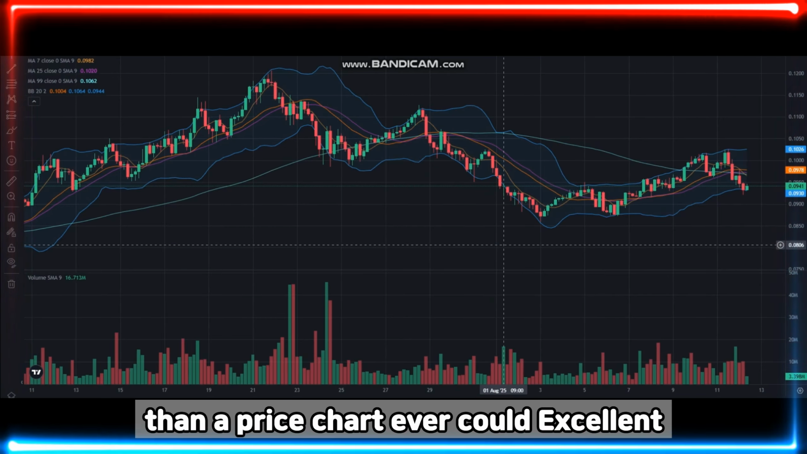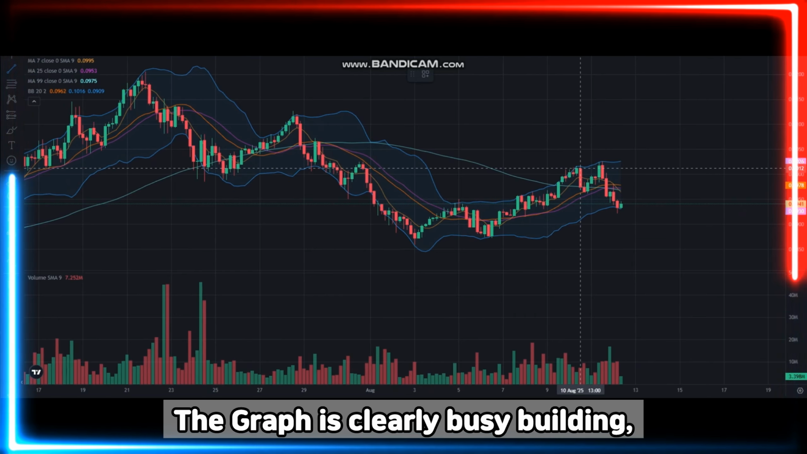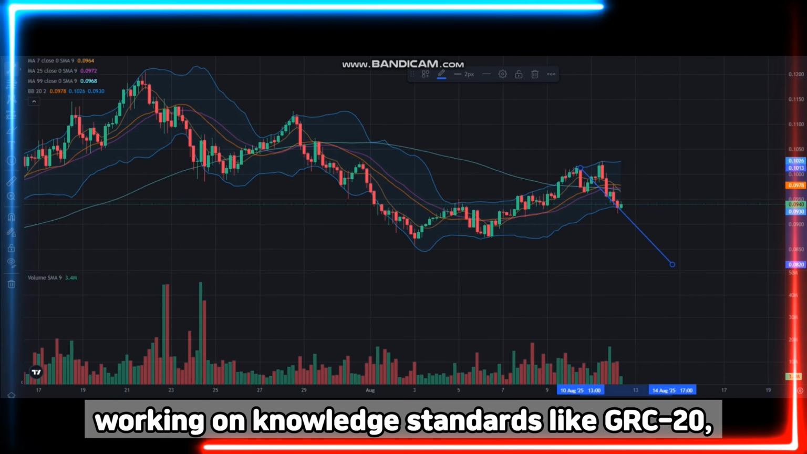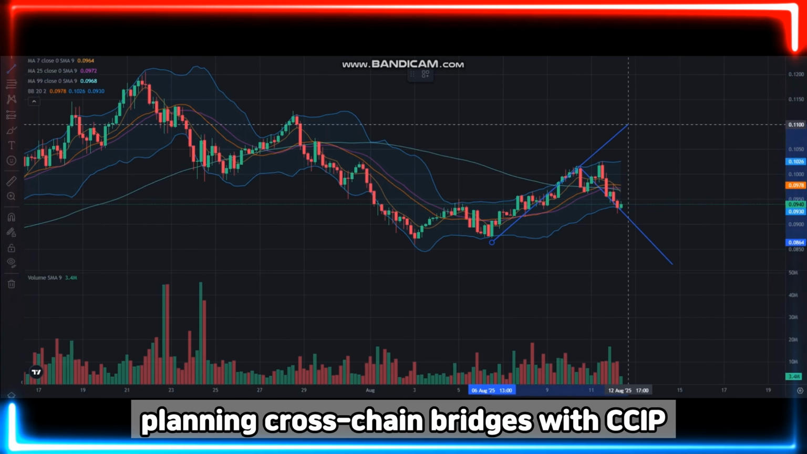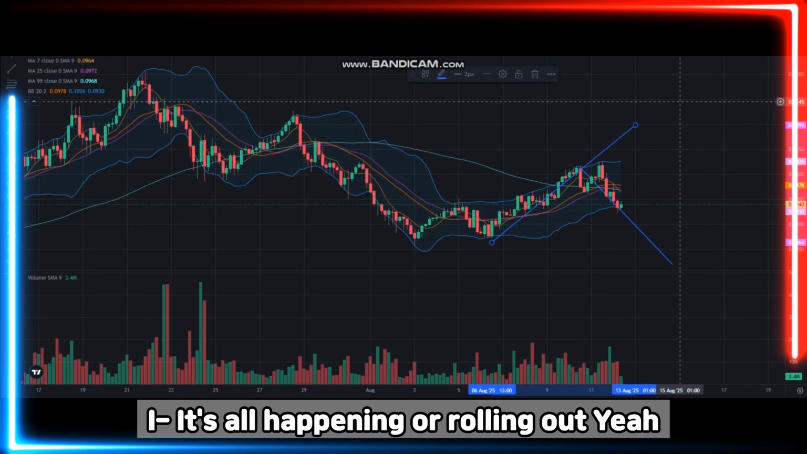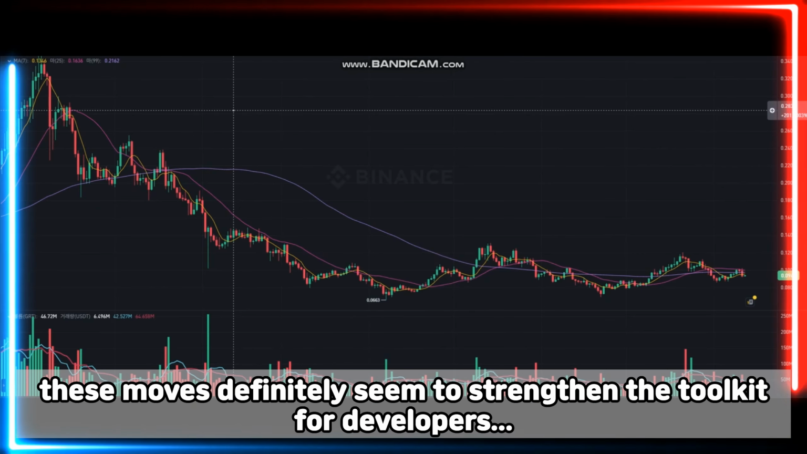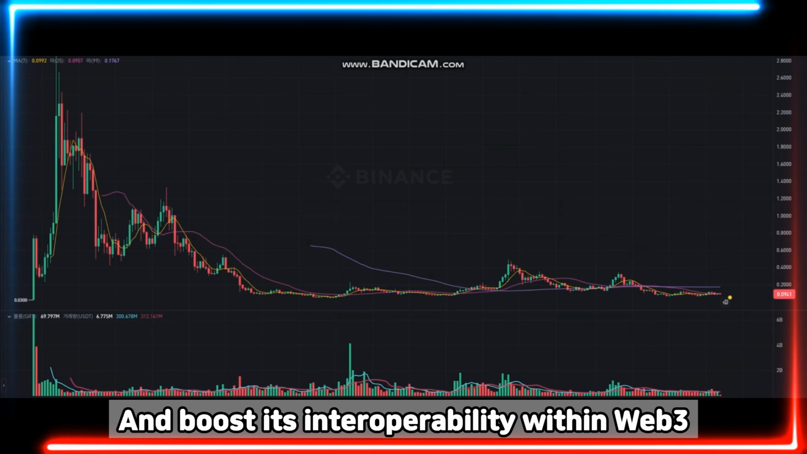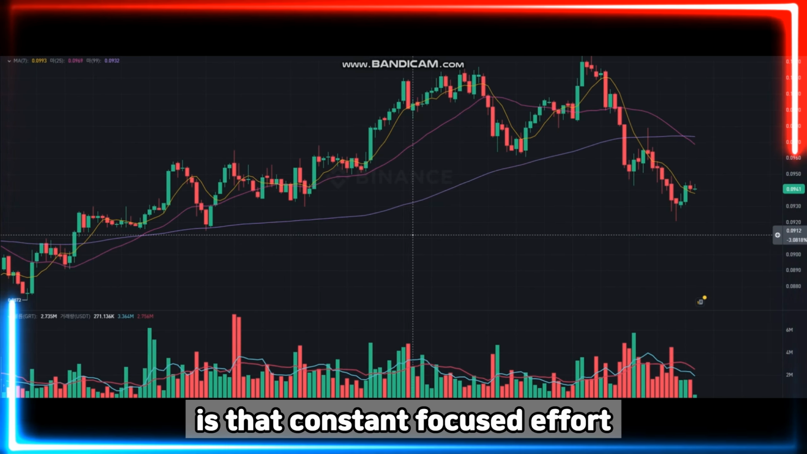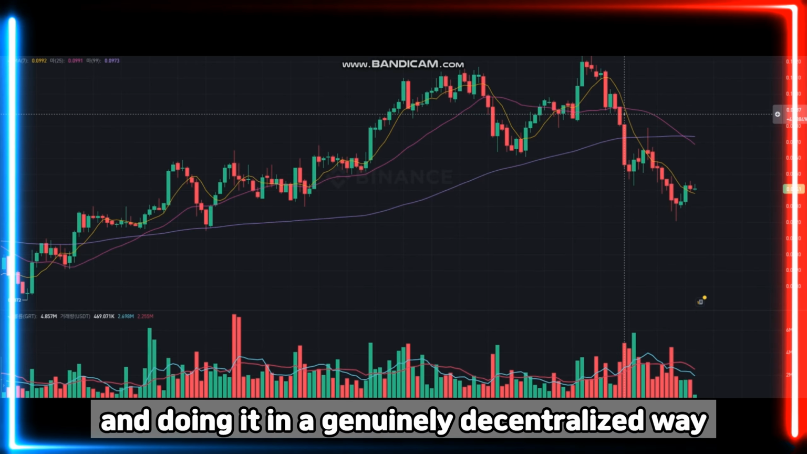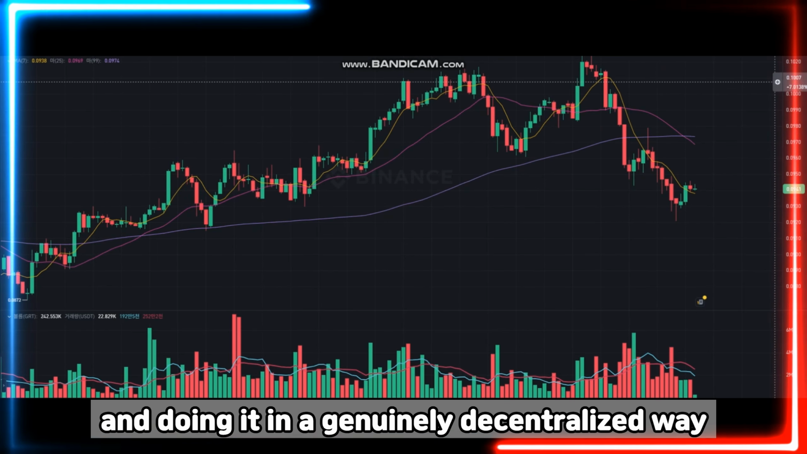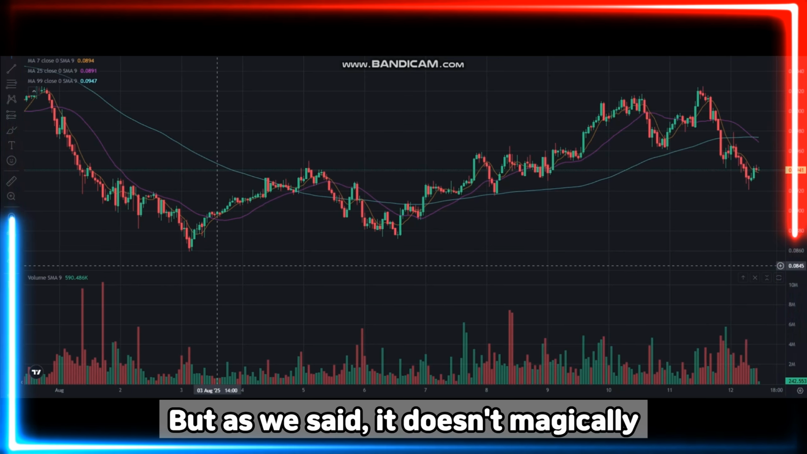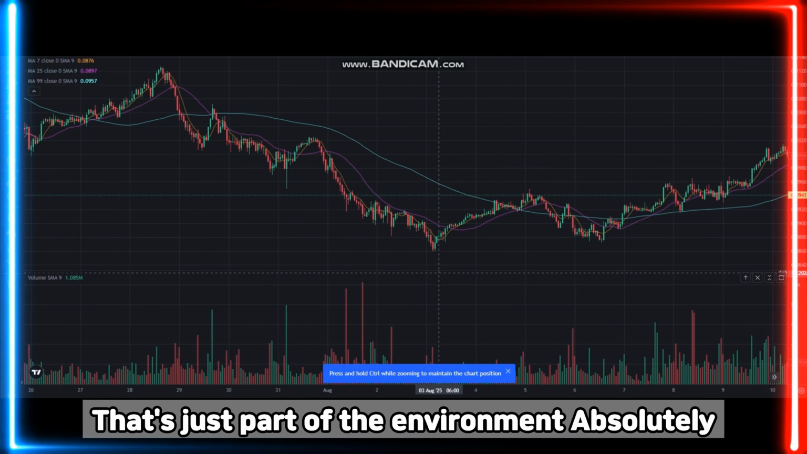Excellent. So to kind of wrap up this deep dive, the graph is clearly busy. Building, shipping new APIs, faster indexing with substreams, working on knowledge standards like GRC20, planning cross-chain bridges with CCIP. It's all happening or rolling out. And taken together, these moves definitely seem to strengthen the toolkit for developers and boost its interoperability within Web3. Yeah, what's really fascinating, I think, is that constant focused effort. They're building foundational infrastructure and doing it in a genuinely decentralized way. It strengthens the argument for the graph being critical Web3 plumbing. Right. But, as we said, it doesn't magically erase market risks or short-term price swings. That's just part of the environment.